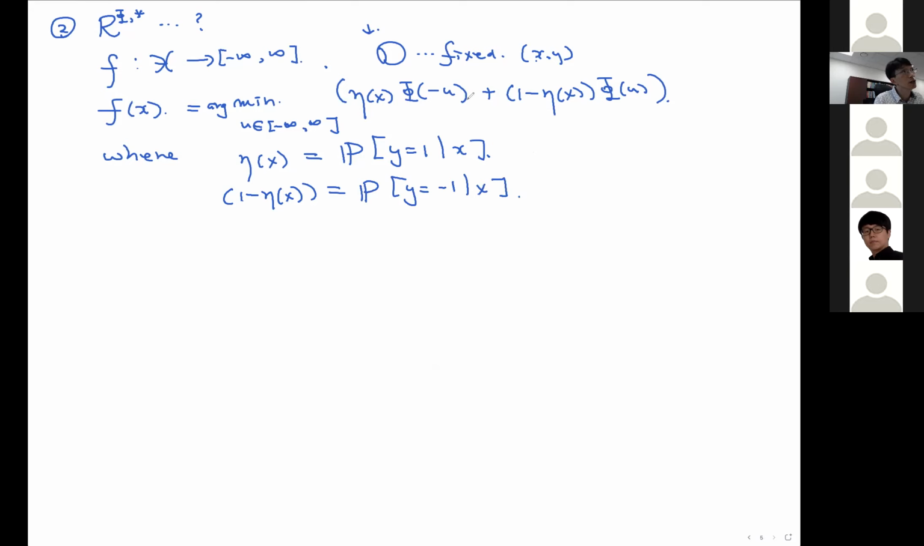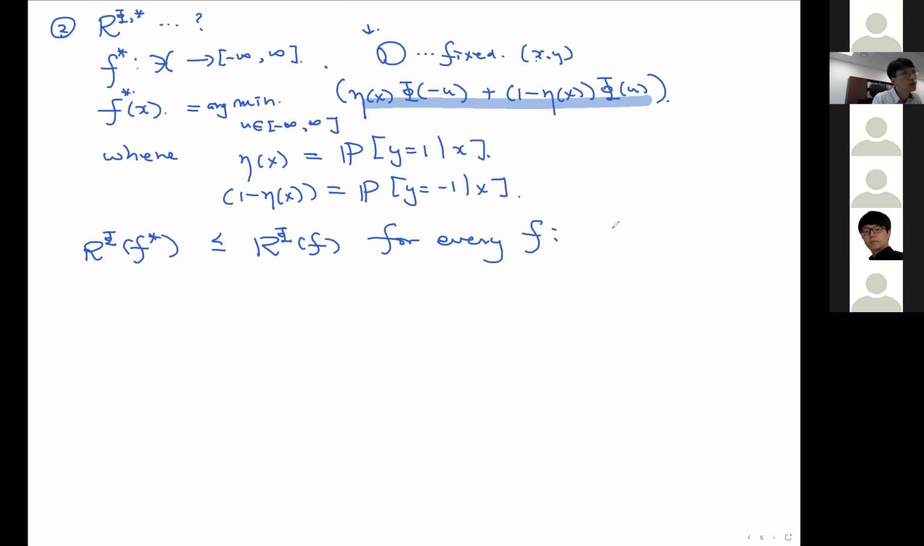So if we compute this, we have to pick u that minimizes the quantity that I described here. Okay, so that's what I'm going to write as f star. And it turns out if you do so, then the risk R_phi of f star is smaller than or equal to R_phi of f for every function f from X to the real numbers. More strictly, it is a measurable function from X to the real numbers.